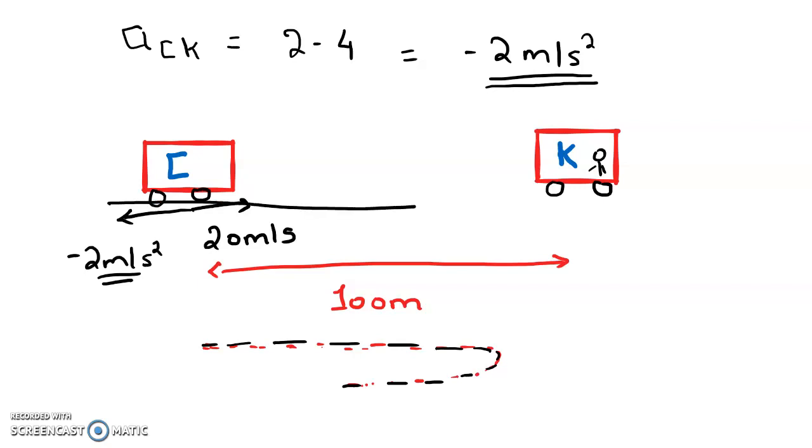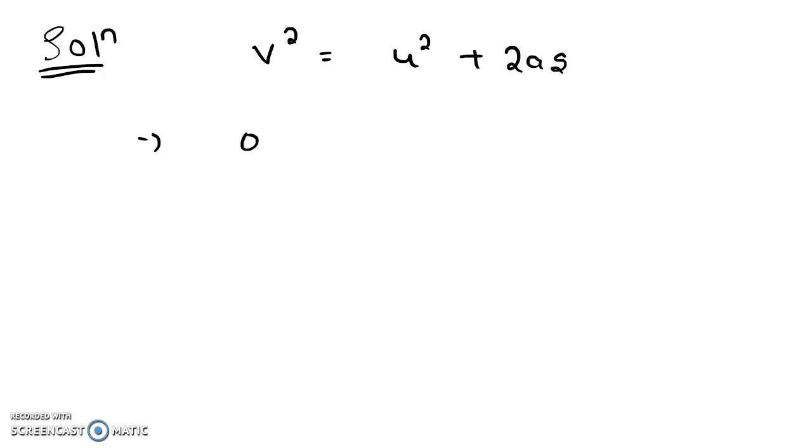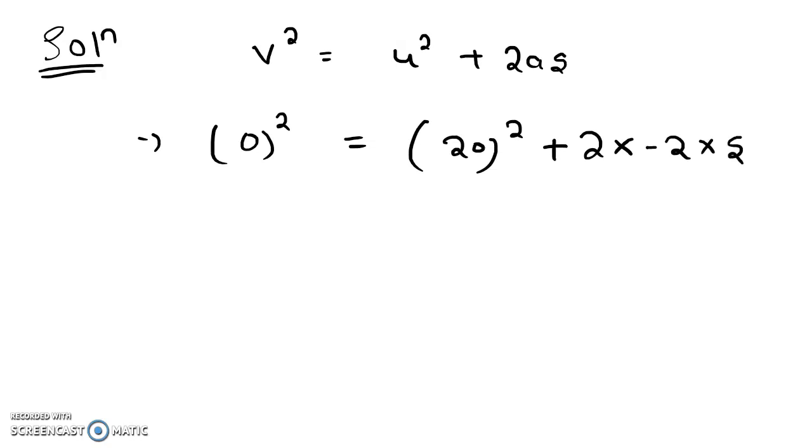Acceleration is constant, so I just need to apply the equation of motion, which is v square equals u square plus 2as. v square is 0 square, u square is 20 square, acceleration is -2, and s I need to find. So s is coming as 100. So of course it is going to just catch it, at 100 meter.